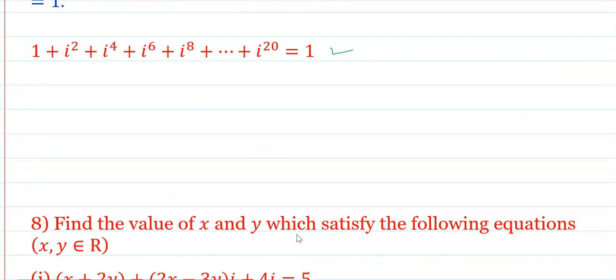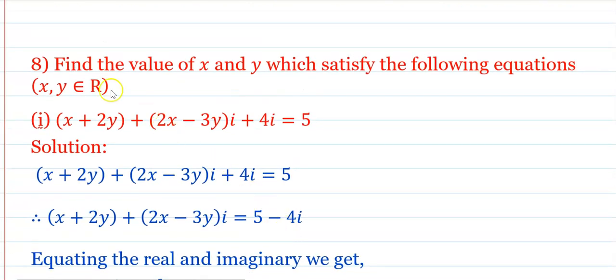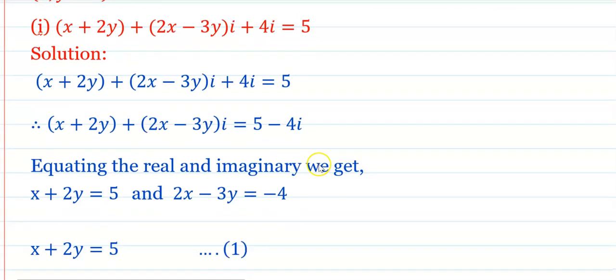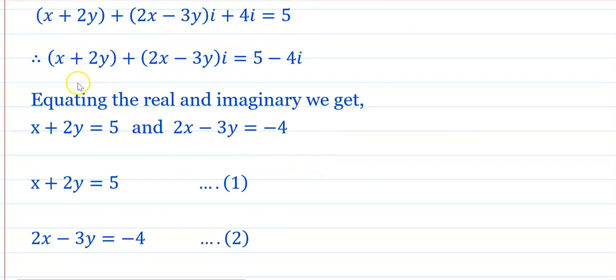Okay, now the next problem. Find the value of x and y which satisfy the following equations. x and y belong to the set of real numbers. First example: in bracket x plus 2y plus, in second bracket, 2x minus 3y, bracket complete, into i, plus 4i is equal to 5. Now evaluate this. Transfer this 4i to the right hand side. It will become minus. Okay. Now equate the real and imaginary parts.